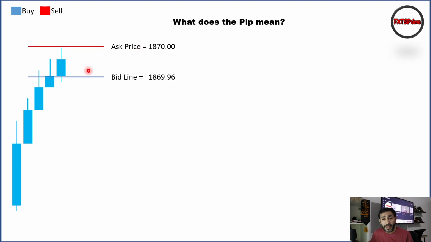So let's say I have a bid price at $1869.96 and an ask price at $1870.00. So this is the price, $1869.96. If you see here, this is the bid price. Now I'm going to explain what each digit of this price means.